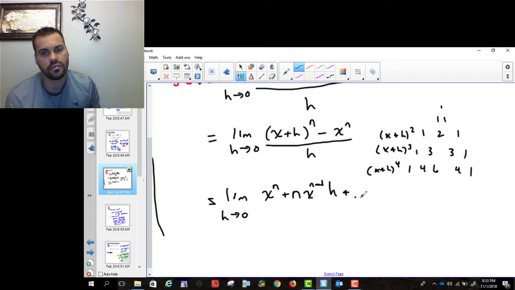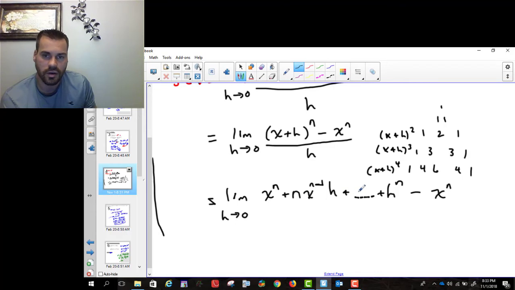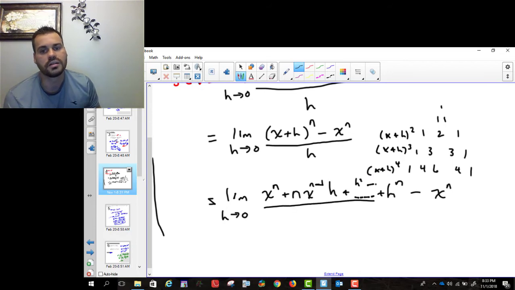The next term, I don't know any of these terms in the middle, but I know they all have h squared and then h cubed and so on, all the way up to, you'll notice the last number is always 1. So when I expand this, I'm going to get x to the n, I know that. The next term is going to be nx to the n minus 1 times h. The next term, I don't know what it is, but it has at least h squared in it, all the way up to h to the n. And we're going to divide by h.